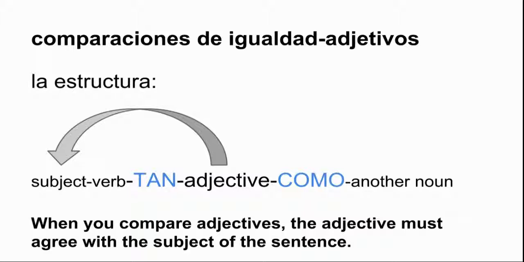When you compare adjectives, the adjective must agree with the subject of the sentence. Notice the arrow going back. That's the adjective that agrees with the subject. And we say tan como. In English, it's as pretty as. In Spanish, tan, and then the adjective, como.